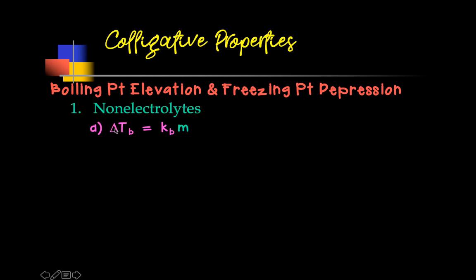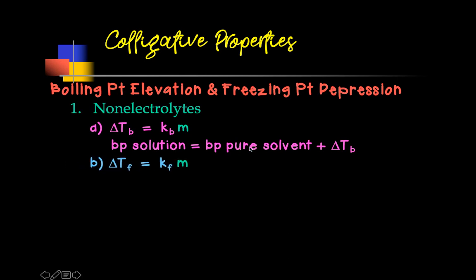The change is simple: delta T sub B, the change of boiling temperature, equals K boiling constant times molality. So what this means is the boiling point of a solution equals the boiling point of a pure solvent plus the change of boiling temperature. If I want to know what a solution will boil at, I have to figure out how much it's changing, plus whatever the normal boiling temperature was for that solvent.